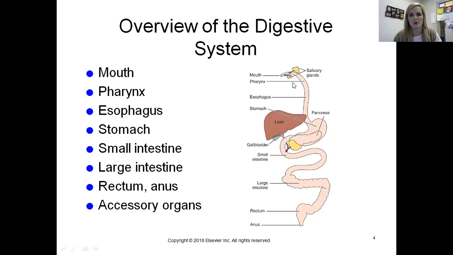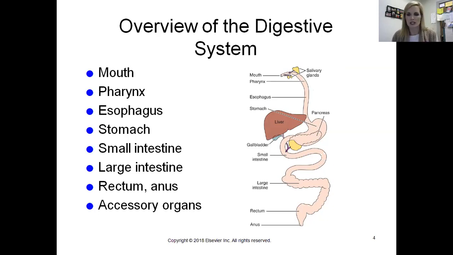Starting in the mouth, we're going to see a lot of different accessory structures, including our salivary glands. And then our teeth are going to serve an important purpose here. We'll swallow, go down the esophagus. The esophagus takes it to the stomach. The stomach will then move to the small intestine. The small intestine is going to move to the large intestine, and eventually we'll move to the rectum and then out through the anus. So that's the short and sweet of it.